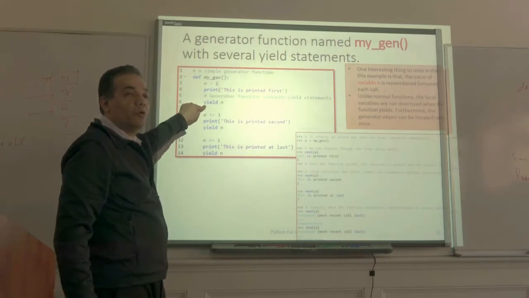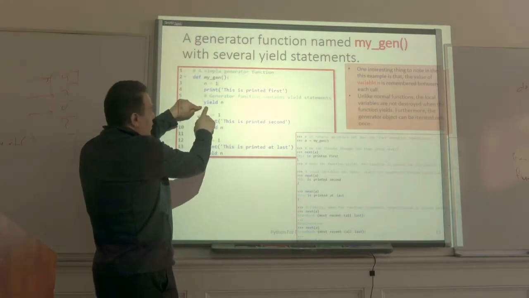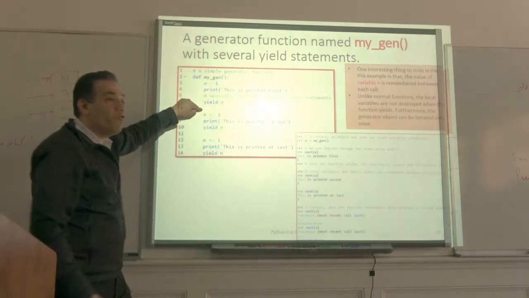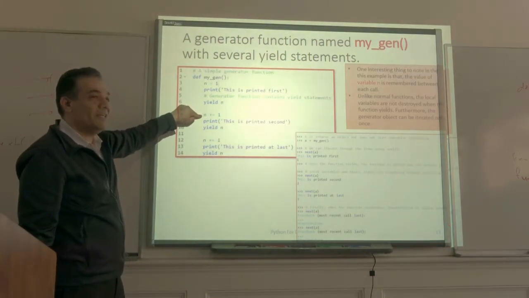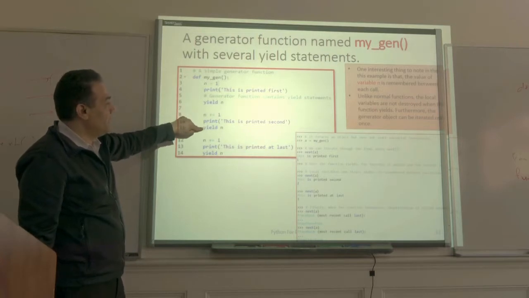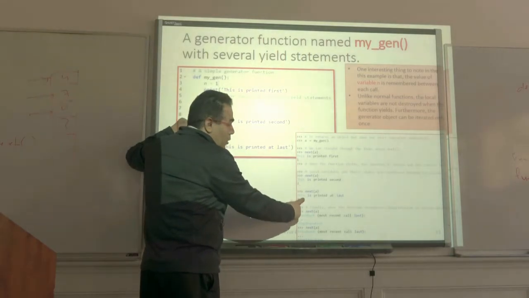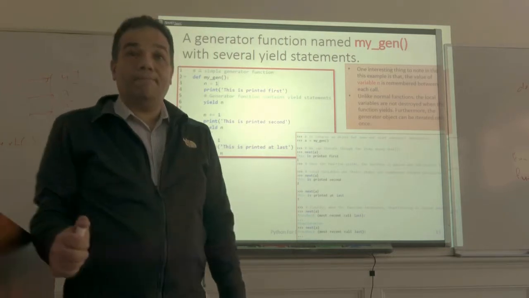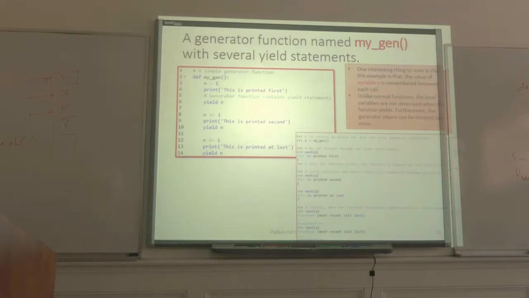So where did it pause, where did it stop? Here, right? Now it goes out to the caller. Then when I execute next A, it continues from here. It remembers where to stop and continues from here. I increment N, then print, this is printed second, and yield N, printed two. Now when I go next again, it will remember to continue from here, and so on. So a generator has at least how many yield statements? One. One, two, three, four. Every time we call it, it will go back to where it stopped and does not reinitialize or change the values of the local variables.